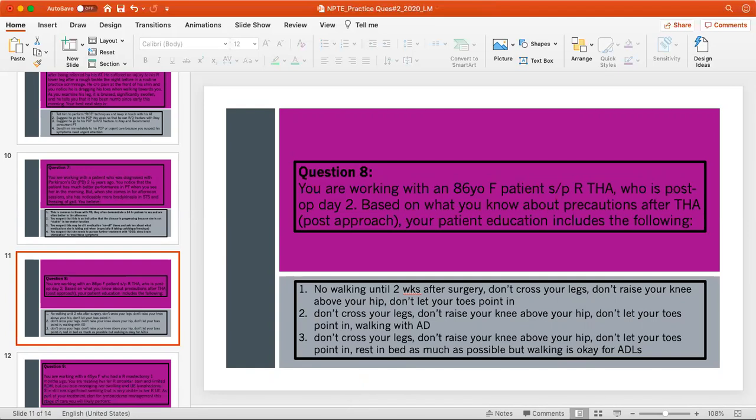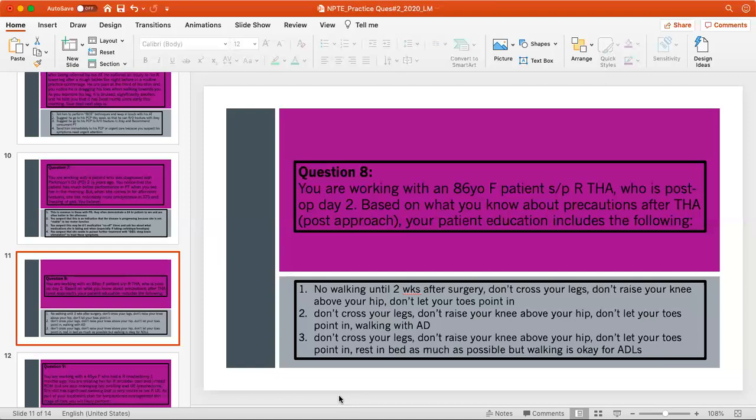I always get this mixed up and I have to think about it. Posterior approach is the old way, and the anterolateral approach is the newer, more preferred way now, with fewer precautions. Yes, true.